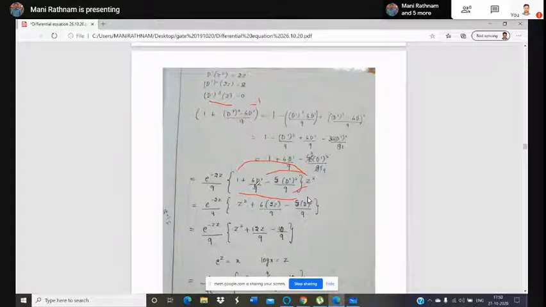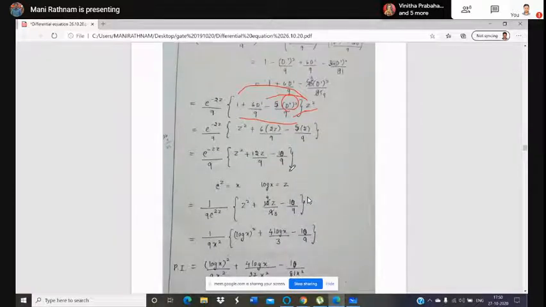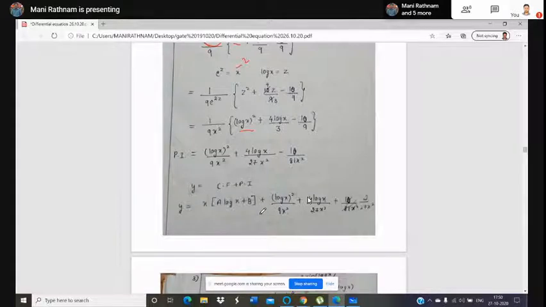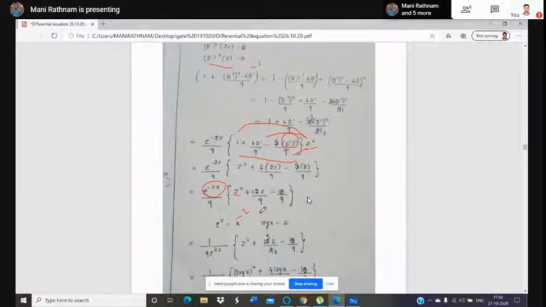And d dash of z square means one time differentiation of z square is 2z. D dash square means 2 times of this z square is 2. So finally take LCM and finally replace wherever z square becomes log x whole square, wherever z becomes log x, wherever e power z means x, e power minus 2 z means x power minus 2, that is called as 1 by x square. So this is pi. So y equal to cf plus pi. So this is the concept for evaluating the variable differential equation if it is in the format of x.